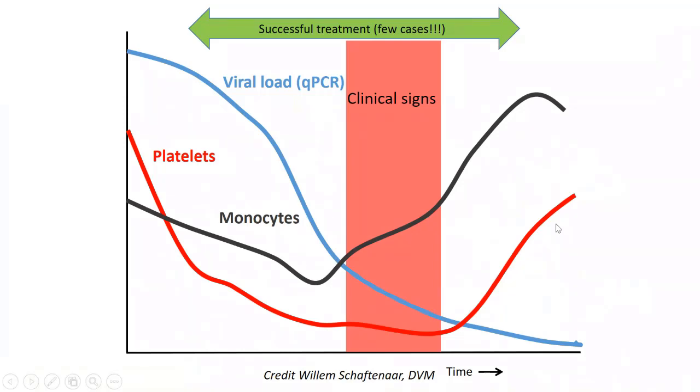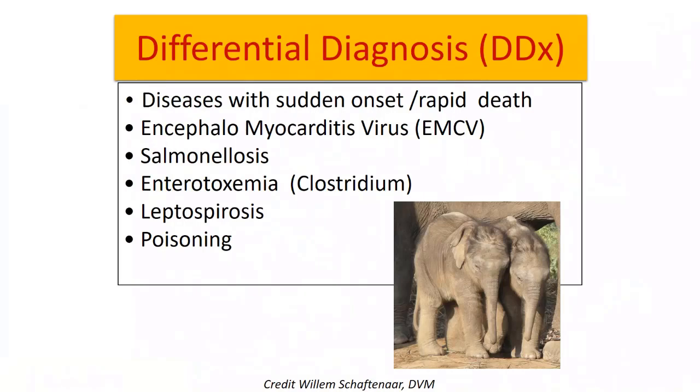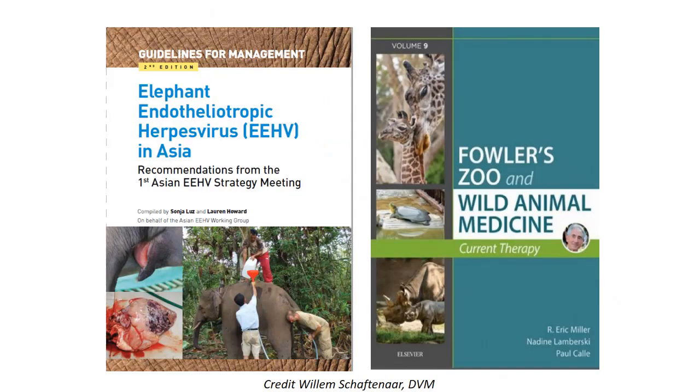The differential diagnoses for diseases with sudden onset are EMCV, salmonellosis, enterotoxemia from Clostridium, leptospirosis, and poisoning. There is also the guideline for management of elephant endothelial herpesvirus in Asia. It is downloadable. You can write to the Asian EHV working group, and they are happy to send you this booklet, or you can download it from the web. And there is also a chapter in Fowler's Zoo and Wild Animal Medicine, Current Therapy, and Willem has a chapter there.